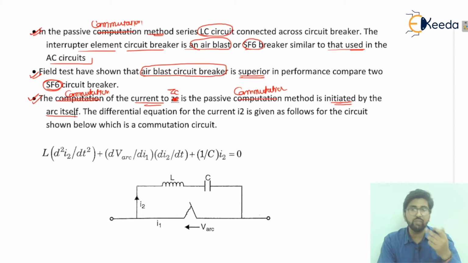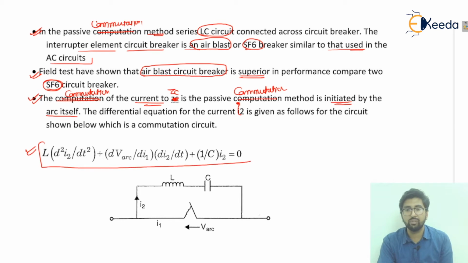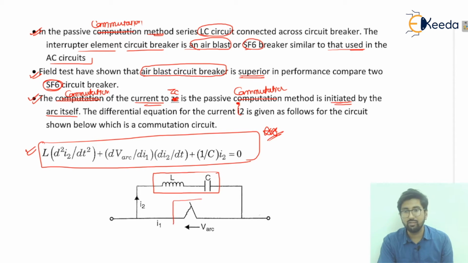The differential equation for the current I2 is given as follows in the circuit, which I have shown you. So this is the basic equation which we have to remember. This is the circuit where the L and C are connected like that, and there is a kind of a switch, and this is V arc, or you can say the counter voltage which is provided. This is the current I1 and this is the current I2.